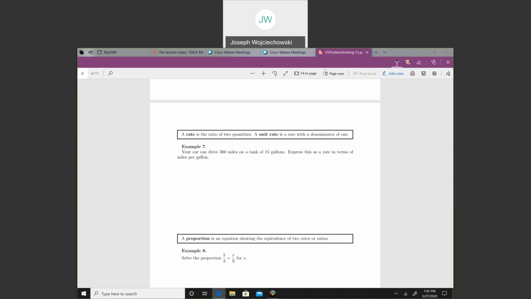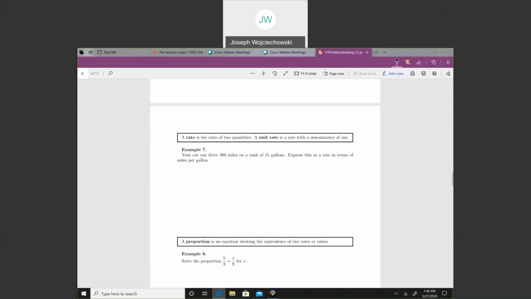Okay, so the next idea we're going to talk about is rate. Rate is a ratio of two quantities. A unit rate is a rate with a denominator of 1. So you can drive your car 300 miles on a tank of 15 gallons. Express this as a rate in terms of miles per gallon. So this is 300 miles per 15 gallons. Doesn't say to reduce it, so that is one way to put it.